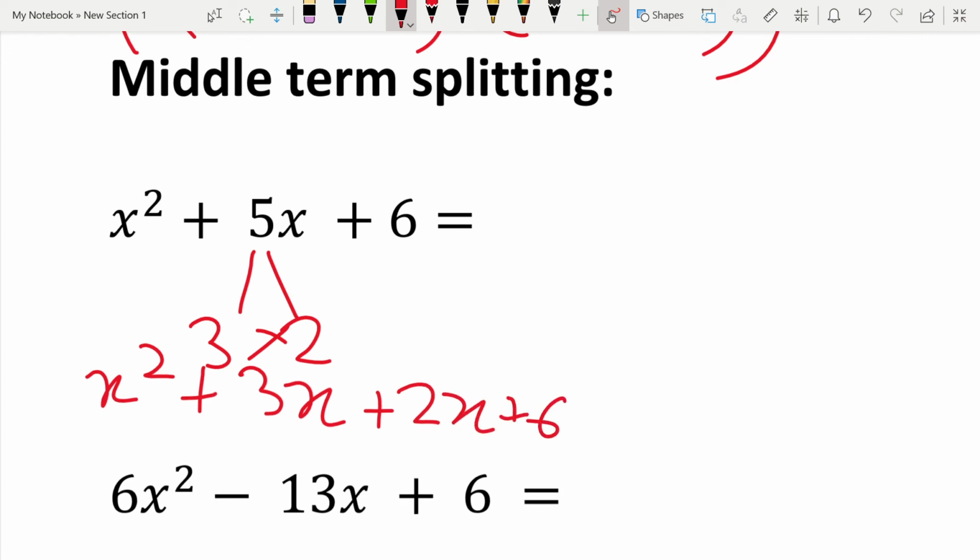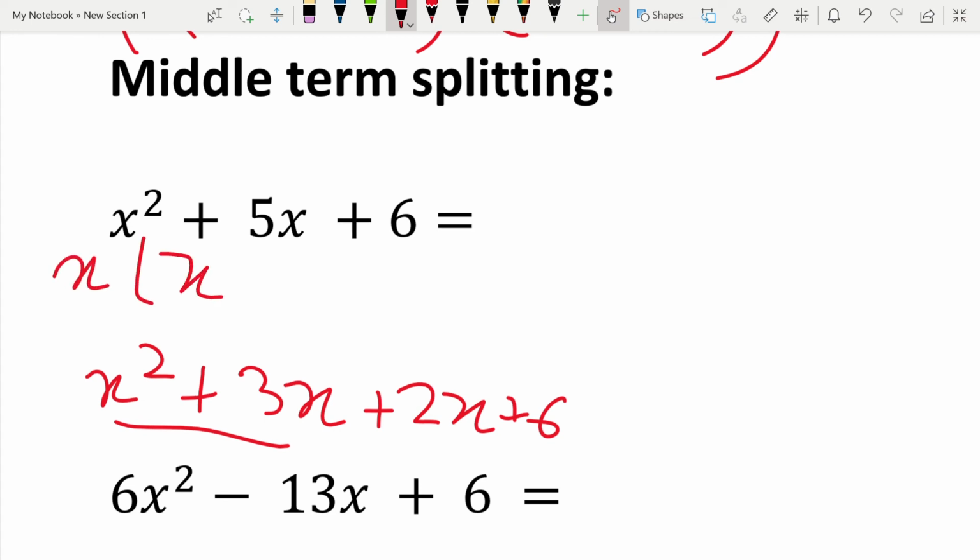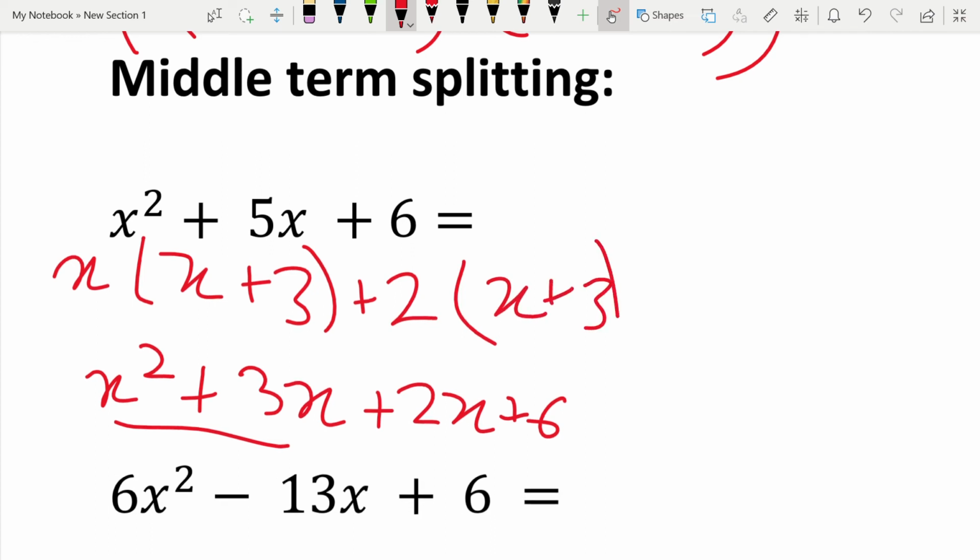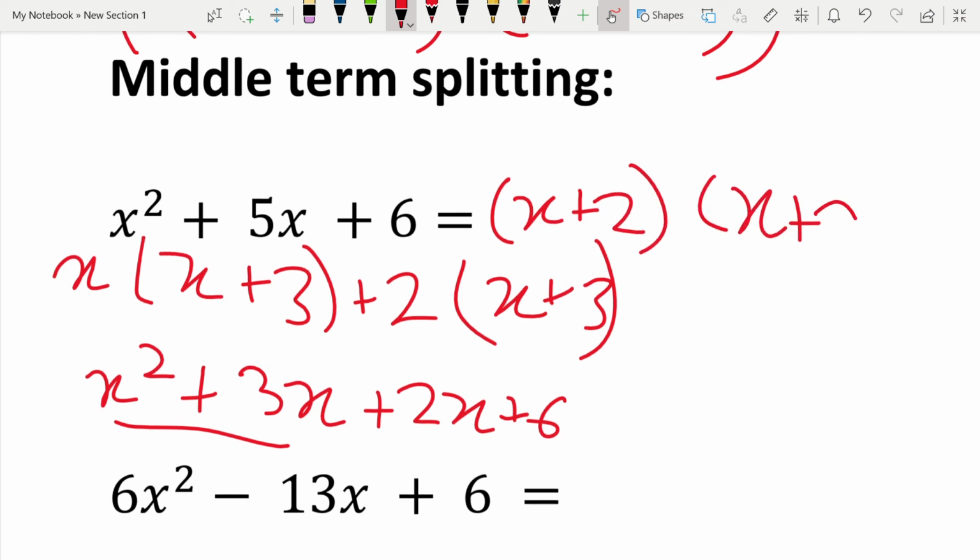So let's make some space. What's common in these two? We have got x common, so we've got x plus 3. And then here, what have we got common? We've got 2 common, and we've got x plus 3 here, so we've got (x plus 2) and (x plus 3). Good job, let's move on.